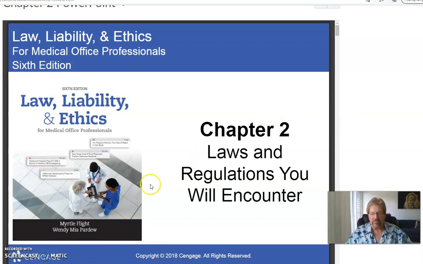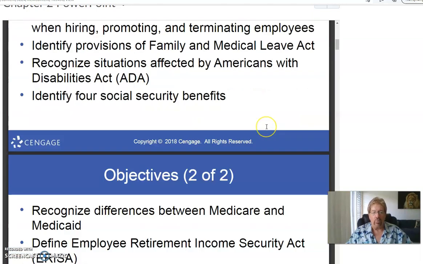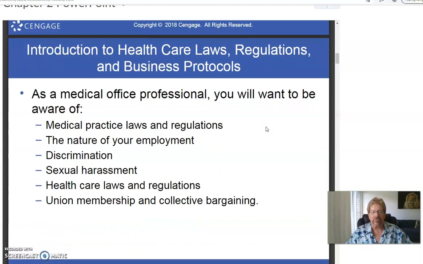So we're talking about Chapter 2, Laws and Regulations. This is a second PowerPoint in week 1. We're not going to go over the objectives, but we are going to go into the introduction of healthcare laws, regulations, and business protocols. As a medical office professional, you want to be aware of medical practice laws and regulations. Guys, as long as you do the right thing, you'll be all right. But you need to know what the right things are. It's not real complicated, but it's some.